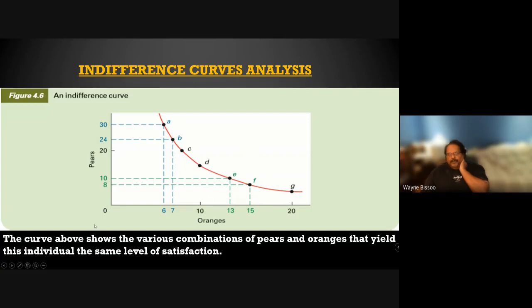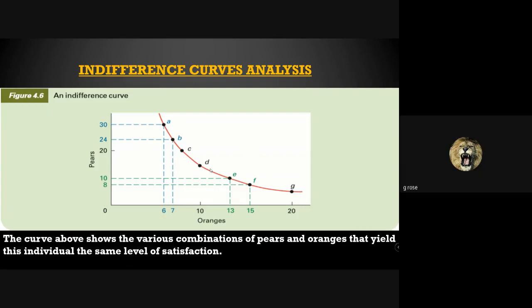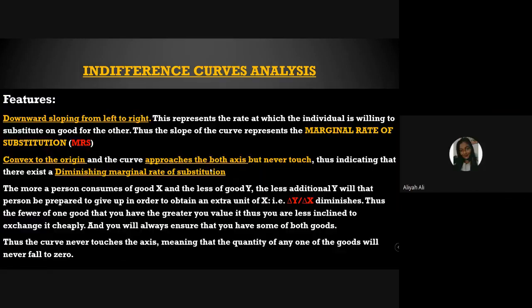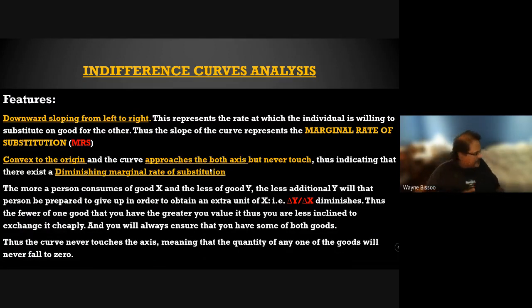They don't care as long as they get one, whichever combination they get. So the curve shows various combinations of pears and oranges that yield this individual the same level of satisfaction. Because to me it's all the same, I really don't care which one I get as long as I get one. This level of satisfaction has not been measured here. It might be 20 utils of satisfaction. Is that making sense so far? Yes, sir.